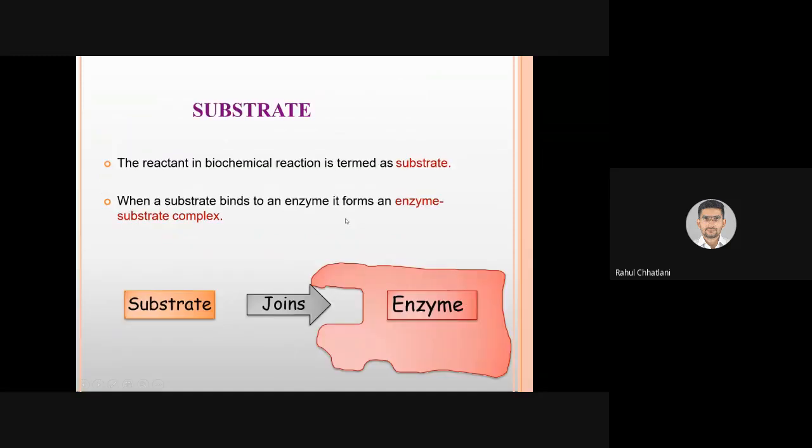Okay. Moving to substrate. So substrate is something that will attach to an enzyme. Attaching with the enzyme, it will give a product. Yes, so whatever attaches, that is substrate. So reactant in a biochemical reaction is termed as substrate. When a substrate binds to an enzyme, it forms an enzyme substrate complex. So it will form a complex.